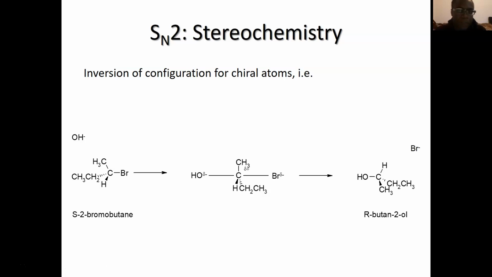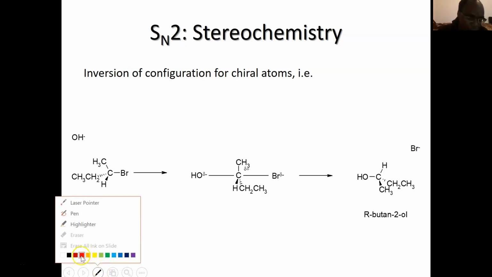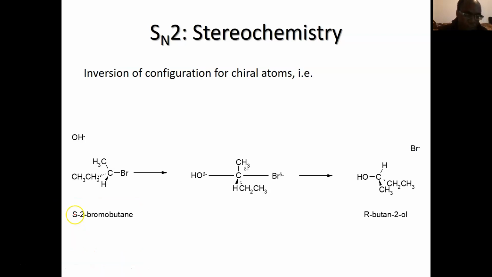Now that we have an idea of what SN2 and SN1 is and the basics of SN2, let's talk about some more details that go with SN2 stereochemistry. Remember again, I'll keep telling you that the nucleophile attacks from the back in SN2. Back attack only by the nucleophile. The nucleophile will attack from the back.